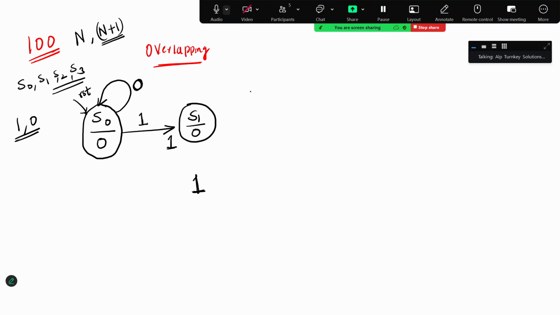And next you see. At S1, next I'm expecting 0. Next 0 means it will go to the next state. Whenever you get the sequence, it will go to the next state. So here this state is nothing but 1 0 0.